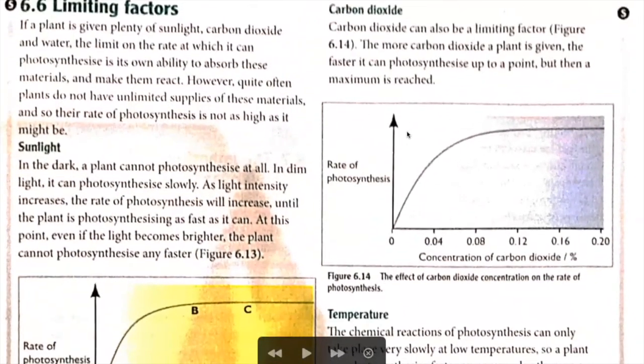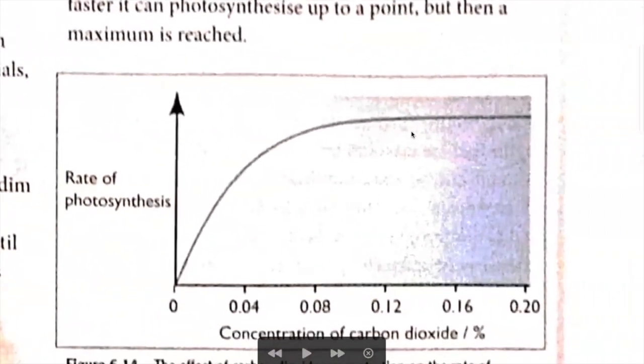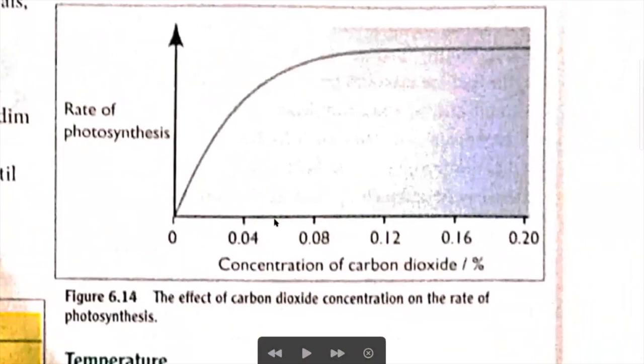The next one is about carbon dioxide. Okay, so same goes here. Part CX ni is the concentration of carbon dioxide, while part CY ni the rate of photosynthesis. So as you can see, the higher the concentration of carbon dioxide, the higher the rate of photosynthesis. But after 0.2% of carbon dioxide concentration, the rate of photosynthesis remain constant.